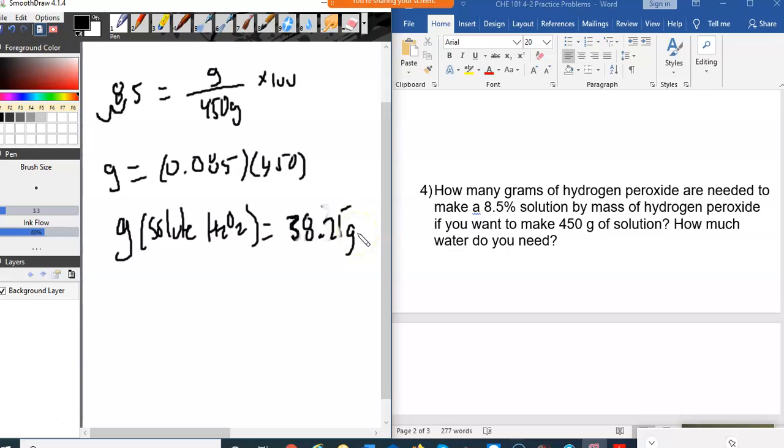Just forget it. Okay, so that's the mass of the hydrogen peroxide, and then to find the mass of the water, you're going to take that number, 38.25, and subtract it from 450 in order to find the mass of water. So the mass of water should be 411.75 grams.